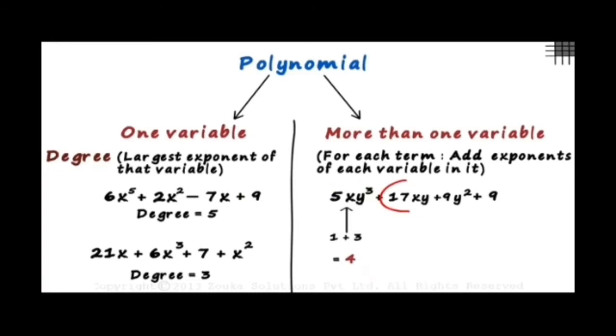In the second term, the power of x and y is 1. So adding, we get the power of the second term as 2. In the third term, the power of y is 2. And in the last term, there is no variable. So the largest power of all the terms is 4. Therefore, the degree of this polynomial is 4.